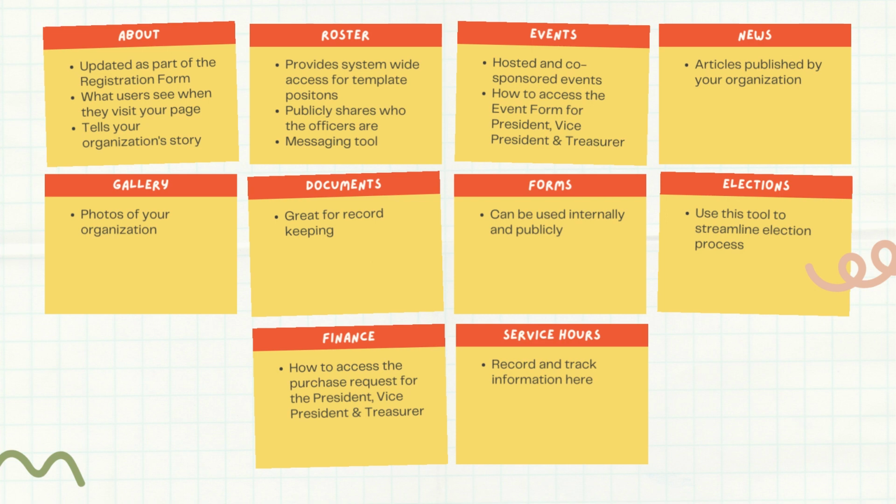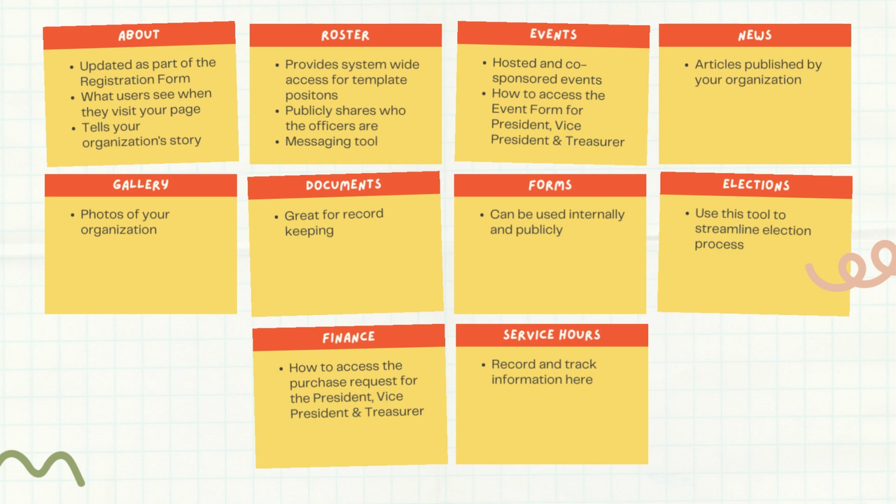The News section allows your organization to post articles to DragonLink. They can be visible to the public or only organization members. Articles must be relevant to your organization's mission and be written by your group. The Gallery allows you to post photos and enhance your organization's DragonLink page. Documents are a great record-keeping space for members and interested students.